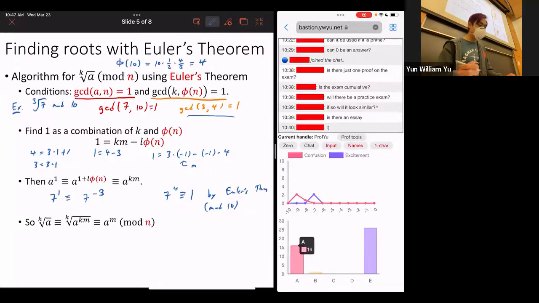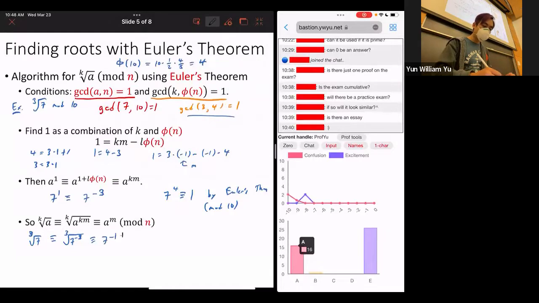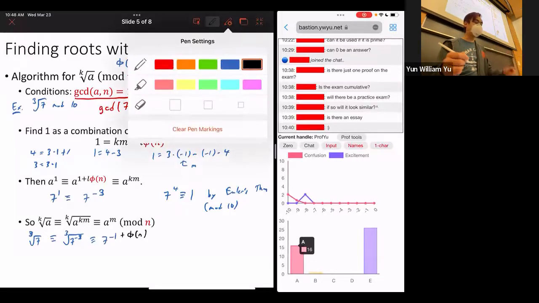And well, once you do that, then that means the cube root of 7 is congruent to the cube root of 7 to the minus 3. But 7 to the minus 3 is easy, because taking the cube root of that, this is congruent to 7 to the minus 1. Now, there are a couple ways of doing this. One way is you could just take the reciprocal now, so you could use the division algorithm. The other way of doing it is you can rewrite this by adding phi of n, because of course you can always add 4 to the exponent in mod 10 for something that's relatively prime.